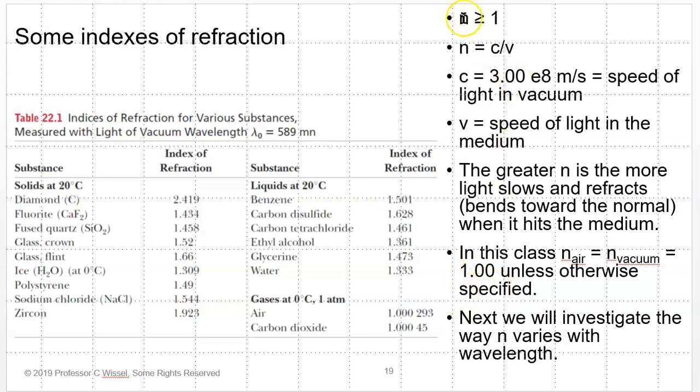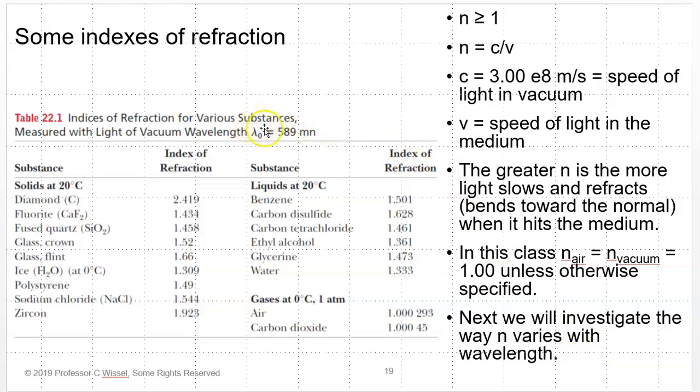Some tips here. n is always greater than or equal to 1. n is c over v. c is 3 times 10 to the 8th meters per second. That's the speed of light in vacuum. v is the speed of light in the medium, and v is always less than c, which is why n is greater than or equal to 1. The greater n is, the more the light will slow down and refract toward the normal when it hits the medium. We will also investigate the way that n actually varies.